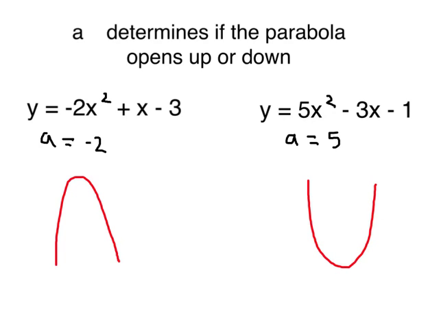One way to remember this is when someone is positive, they're happy, so the parabola opens up. When they're negative, they're unhappy, so the parabola opens down.